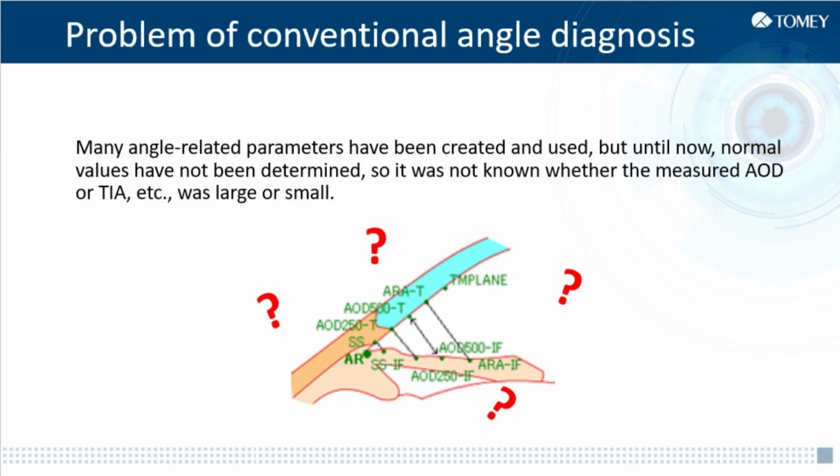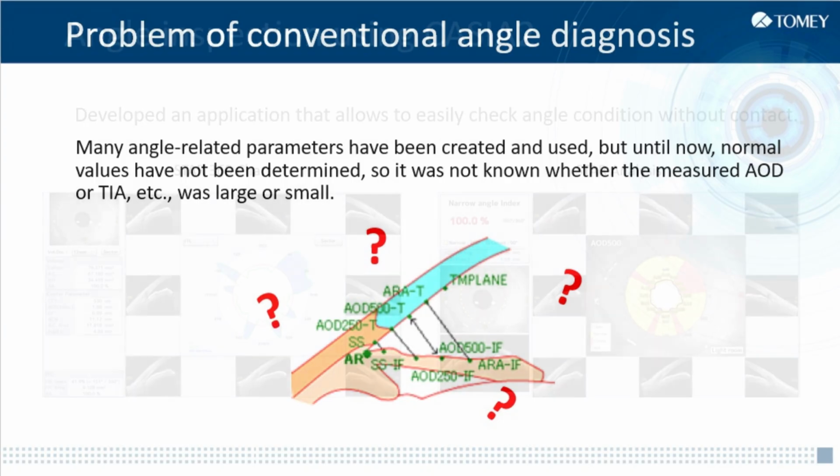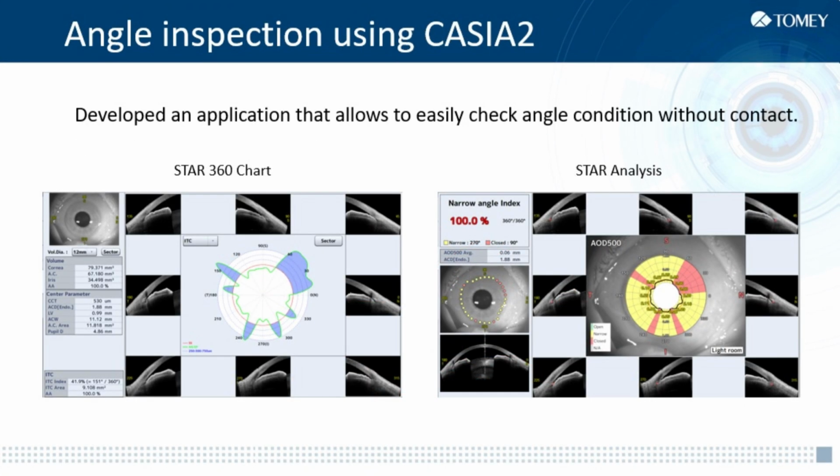Another problem with the conventional angle exam is that normal values for each parameter in glaucoma diagnosis are not determined. Although many angle-related parameters have been created and used, it is unclear whether the measurement values are large or small because the normal values have not been determined currently. Therefore, we developed the application that makes it easier to understand the condition of the patient's angle by taking advantage of OCT to capture images of the angle without contact, easily and quickly.